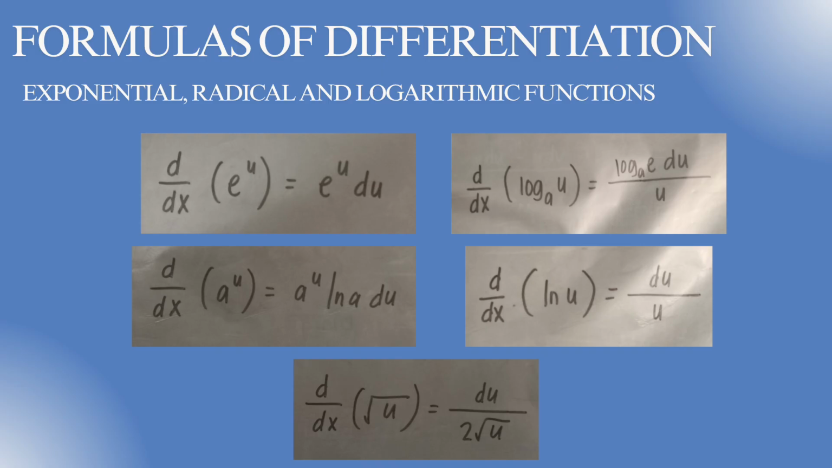And the derivative of the natural logarithm of u will always be equal to the derivative of u all over copy the u, and the derivative of any radical, which is the square root of u, will always be equal to du all over 2 square root of u.